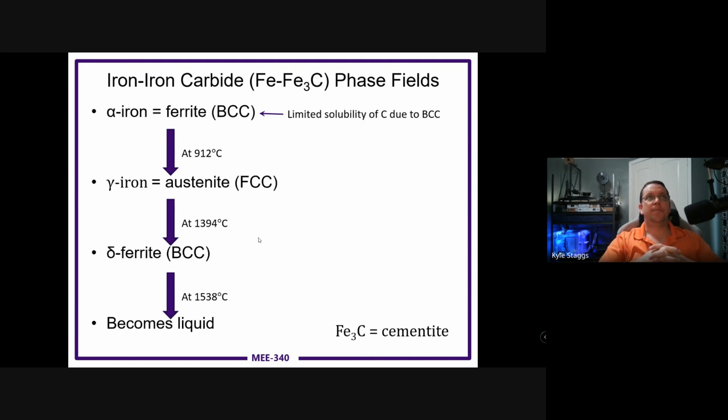So the iron carbide phase fields are what we're going to be spending a lot of time in, and so a couple key definitions there are the ferrite. There's alpha and then gamma. Both of those are body-centered cubic. Gamma is face-centered cubic, and then like I said, that one has better solubility. Cementite is iron carbide.